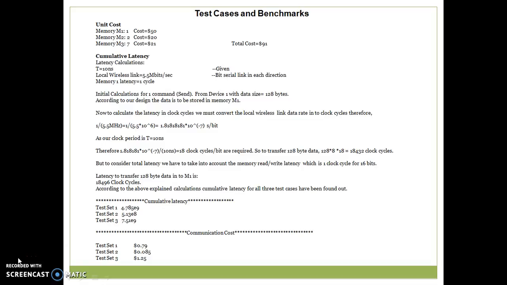This is the test cases and benchmarks file. Since we have used one memory of type M1, two memories of type M2 and 7 memories of type M3, our total cost summed up to $91. So our hub can be purchased at a cost that is less than $100. The maximum latency seen was 7.5 times 10 raised to 9 clock cycles, that is 7.5 giga clock cycles.